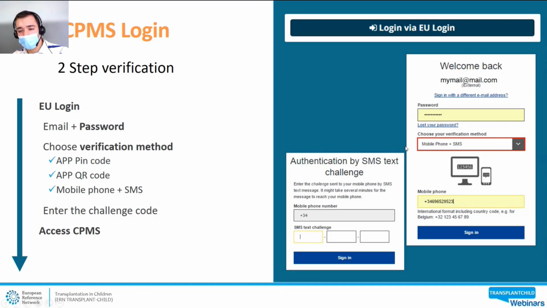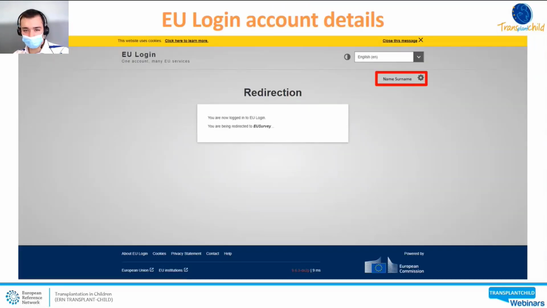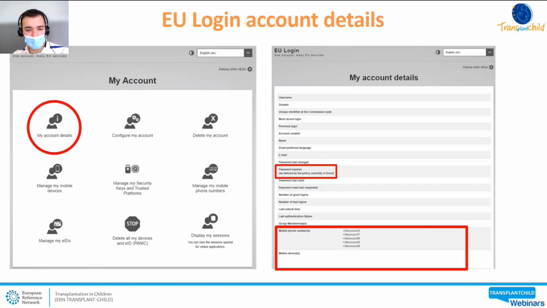Once you do a correct login, you will be shown this redirecting screen. And if you click on the options gear, you will be taken to a website which allows you to check your account details. So if in your account details you click on My Account Details, you can see on the right-hand side your mobile phone numbers and your mobile devices. If your phone number or your device is not registered in this list, that method of verification will not work. So keep it in mind if you are going to use more than one phone number or device.